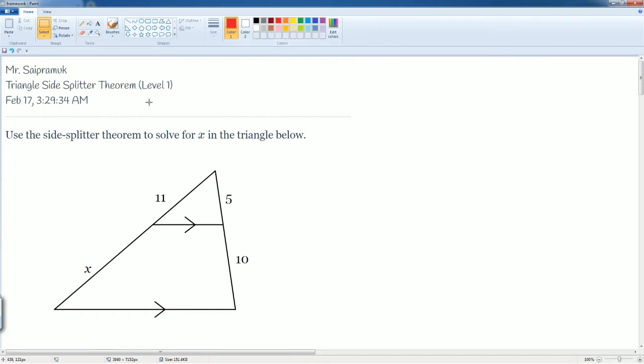So notice the way I'm going to do it is I'm going to have this side right here, which is all in red. I'm going to make that my left ratio. Then I'm going to make what is blue here my right ratio.